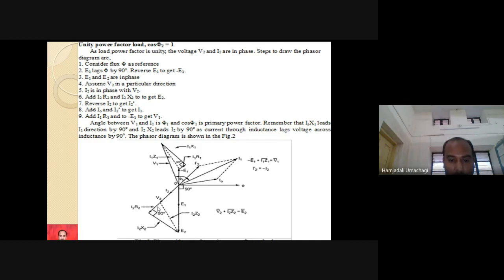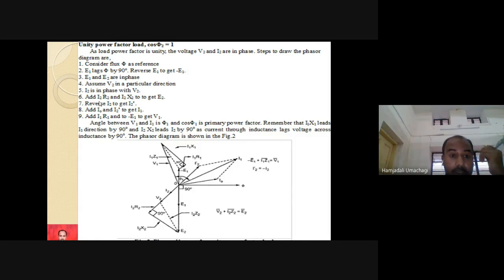So from the tip of V2, I will represent I2R2. How do I have to show I2R2? I have to track the direction of current I2. If the current direction is I2 here, in the same direction you show I2R2, because this is the resistive drop. Remaining is I2X2, the reactive drop; 90 degrees it will be leading. So V2, I2R2, I2X2 will give the resultant E2. So your secondary side KVL equation work is over now.